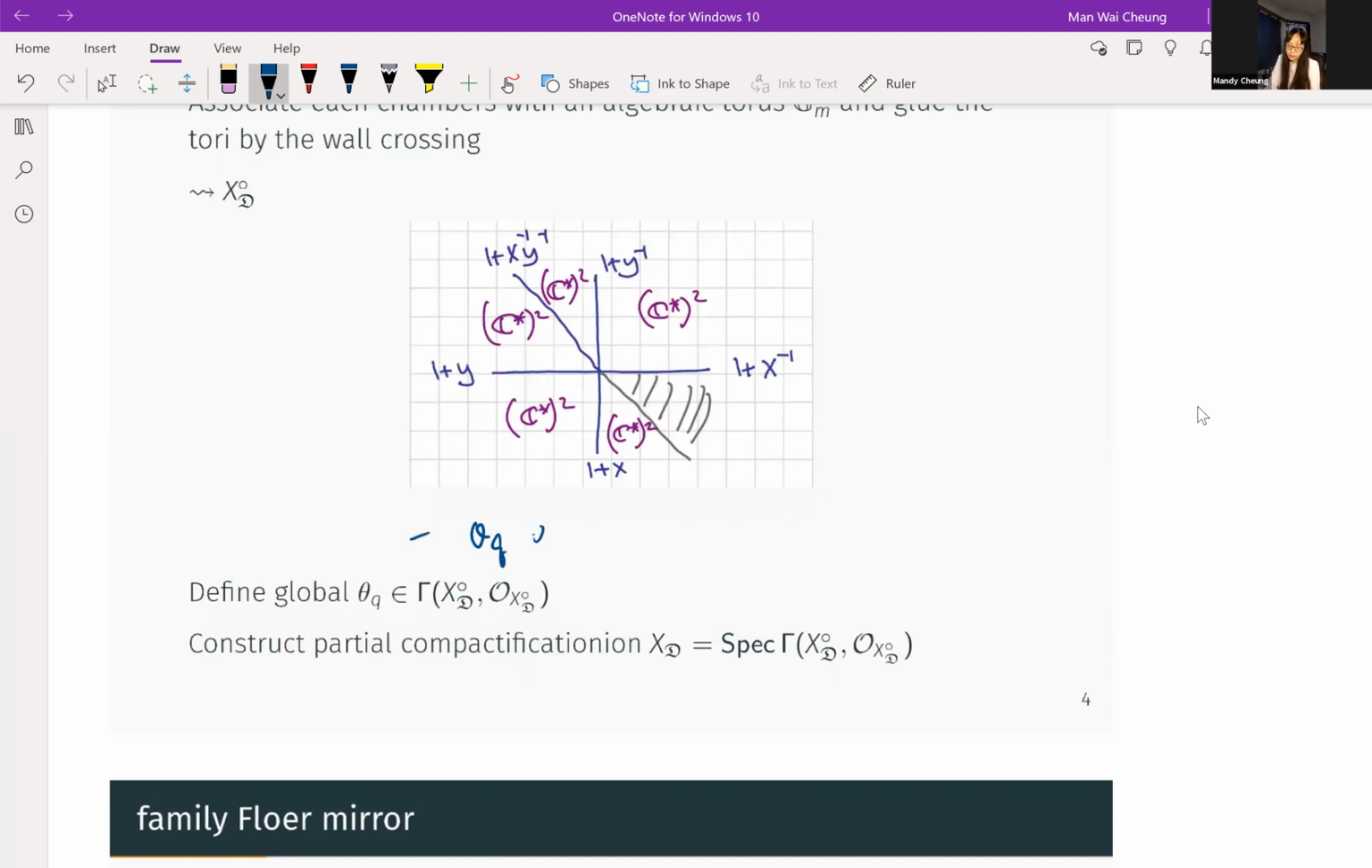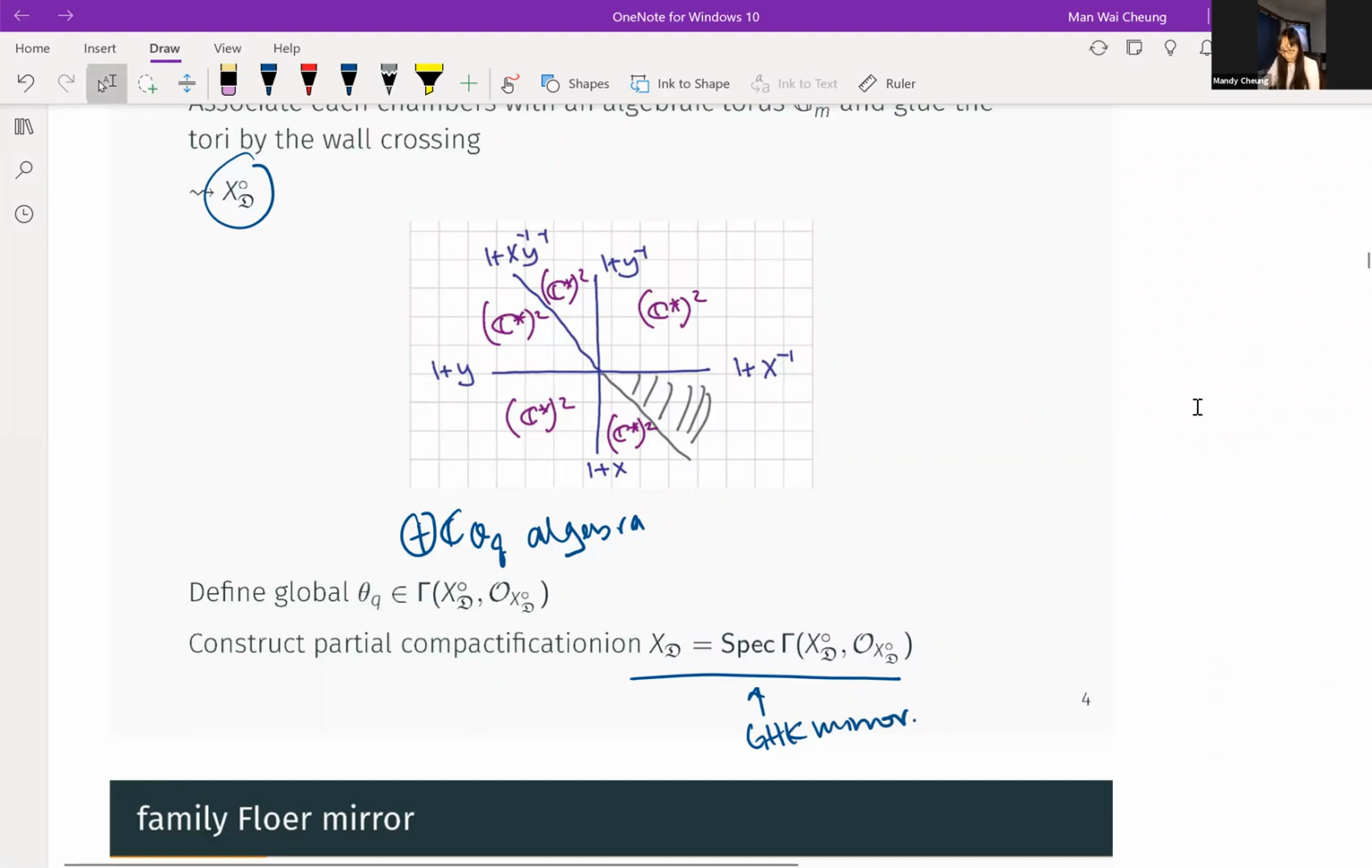the vector space generated by the theta functions carries an algebra structure that we can take the Spec of, and then we'll construct the partial compactification of the space we construct, and this is the GHK mirror. And this is what the GHK Gross-Hacking-Keel mirror construction is doing.